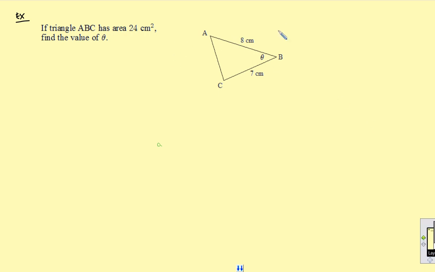So again, in this case, I am given the two sides. It says the triangle has this area, and they want us to find the angle theta. So we have the area, which is 24. We set that equal to the length of one side, which is 8, multiplied by the length of the other side, which is 7, multiplied by the sine of the angle between them, theta, which is what we're looking for, and we'll divide that by 2. Now, to get rid of the 2 in the denominator, I multiply 2 times 24, which gives me 48.